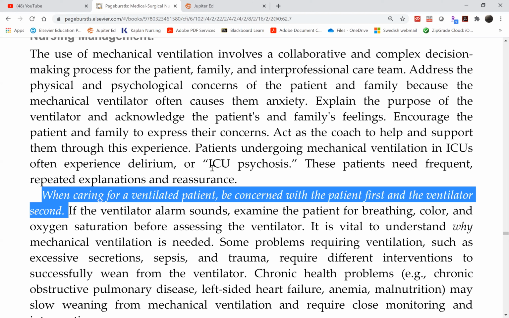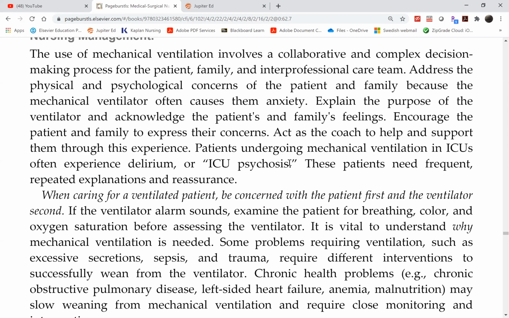Please read about ICU psychosis. I think I mentioned this last week. This is a common phenomenon. This is actually delirium. If the patient goes for days or weeks at a time with very little sleep, because sometimes we can't help it.